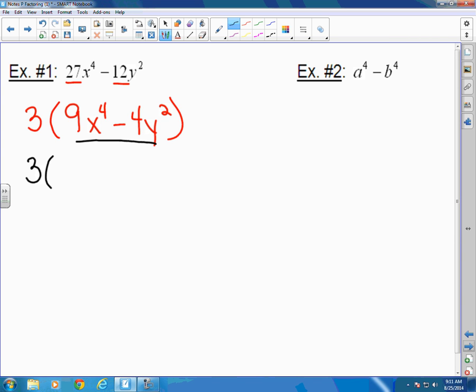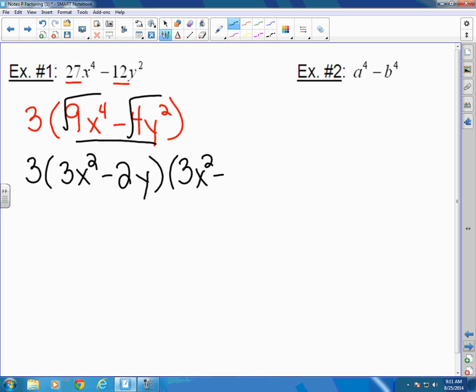So the square root of 9 is 3. The square root of x to the 4th is x squared. So my a term is 3x squared. My b term, I would take the square root of 4, which is 2, and then the square root of y squared is just y. So I have 3x squared minus 2y. And then finishing the pattern, you have that same 3x squared, but it's plus 2y.